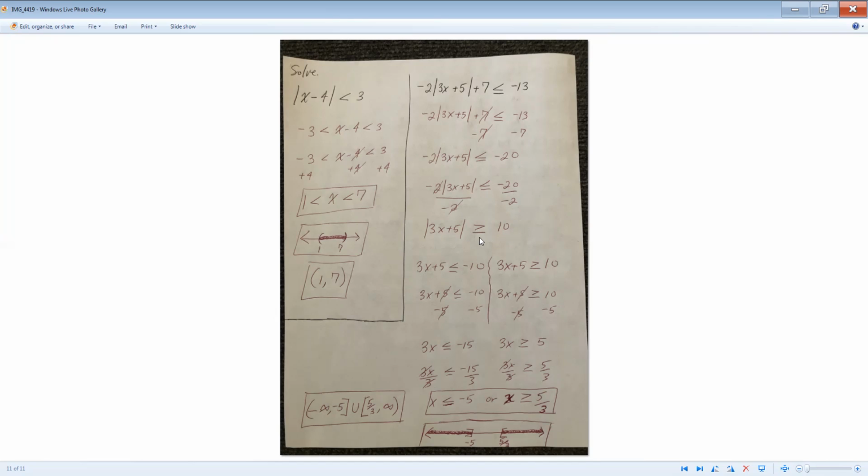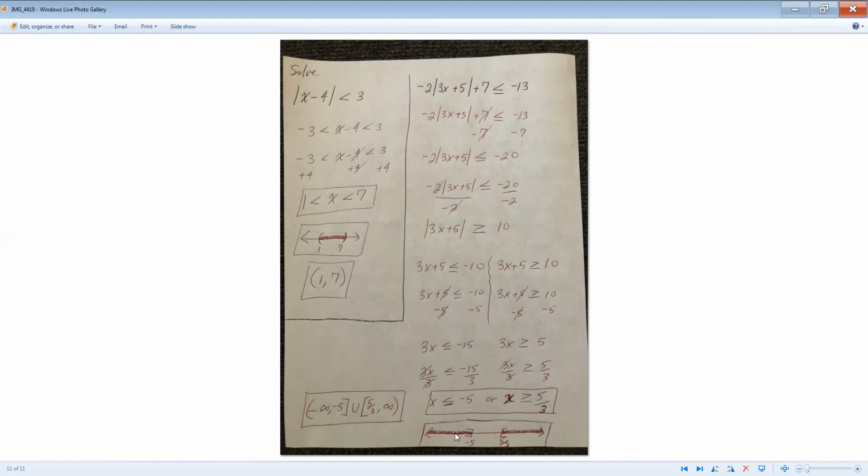Now the greater than symbol forces us to set it up this way, which is 3x plus 5 is less than or equal to negative 10, or 3x plus 5 is greater than or equal to 10. Then from there, solve accordingly by subtracting 5 in each case from both sides, then dividing by 3 in each case on both sides. So our solution set would be x is less than or equal to negative 5, or x is greater than or equal to 5 over 3.